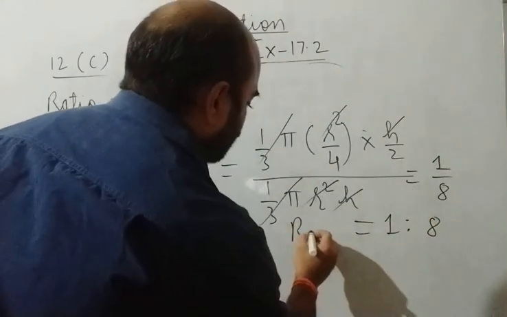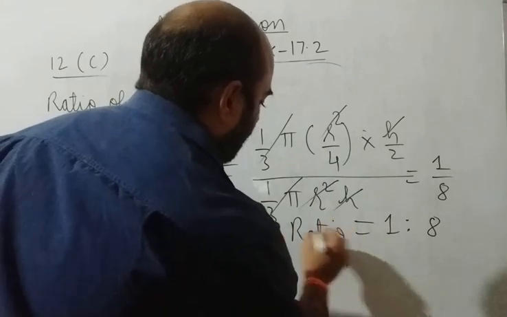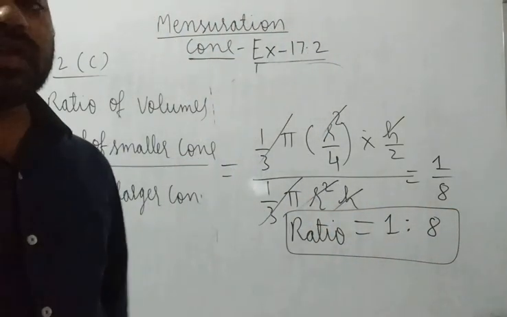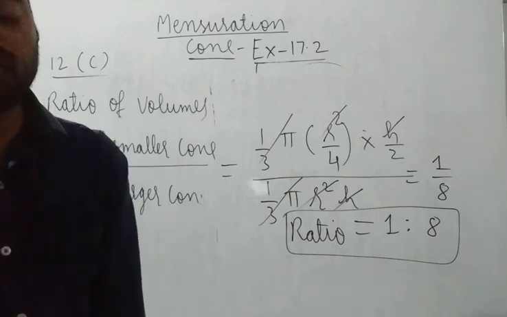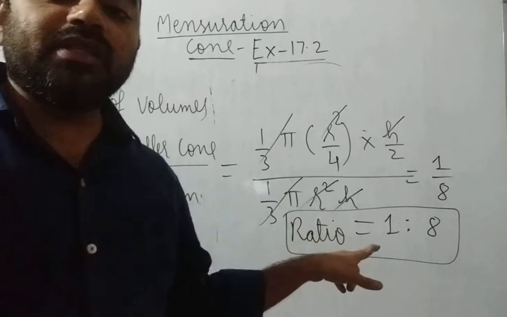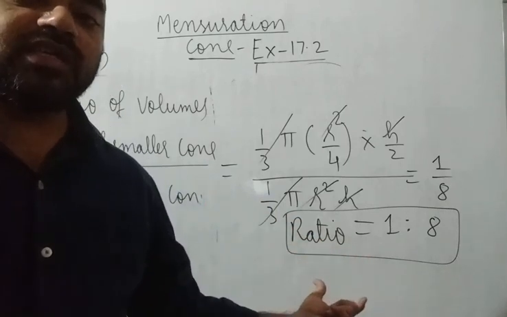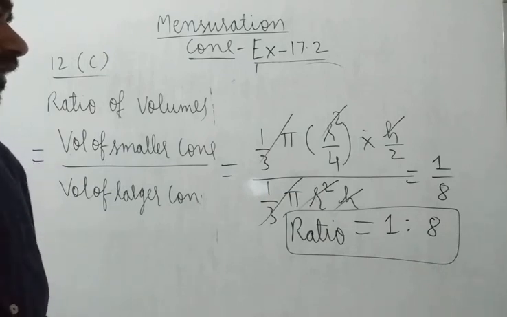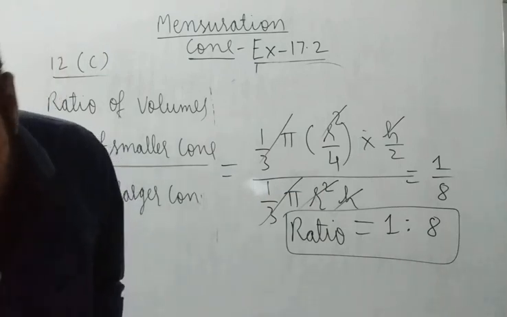So ratio will be 1 is to 8. Correct. See, we are calculating in fraction, but the question is about the ratio. Question is asked about the ratio. So final answer will be in the ratio form. So ratio is 1 is to 8. Correct? Next one is second part.